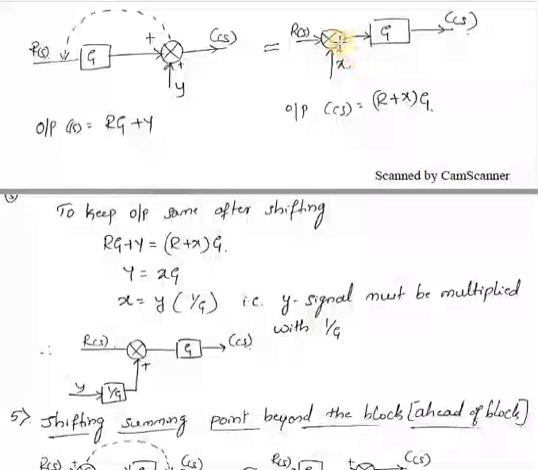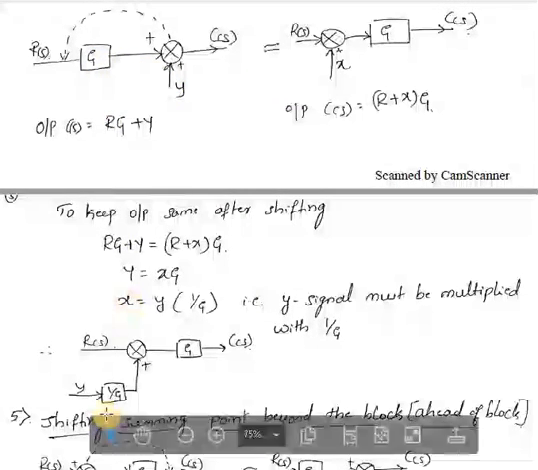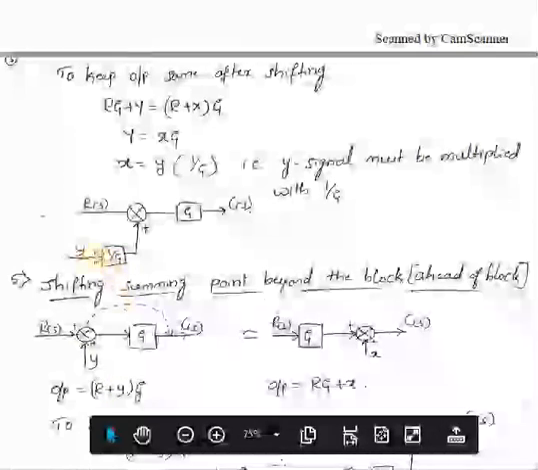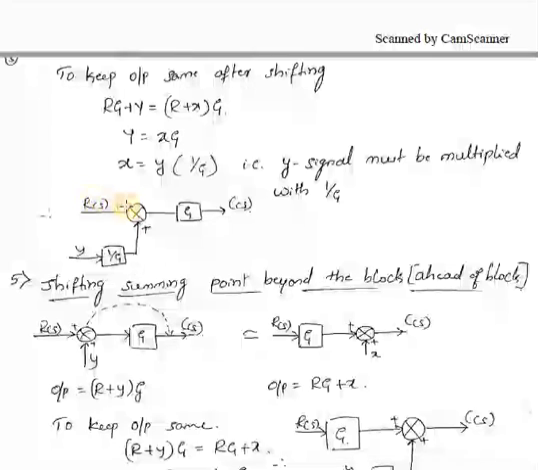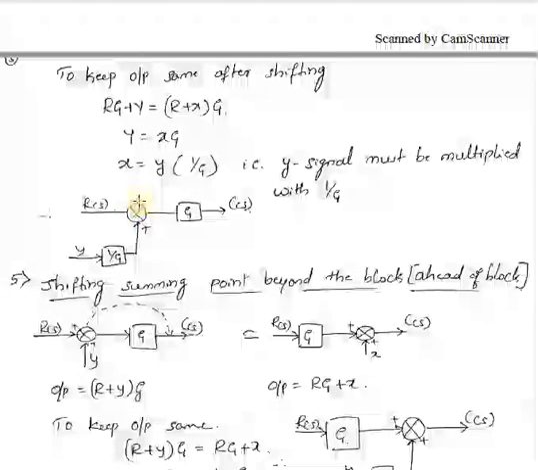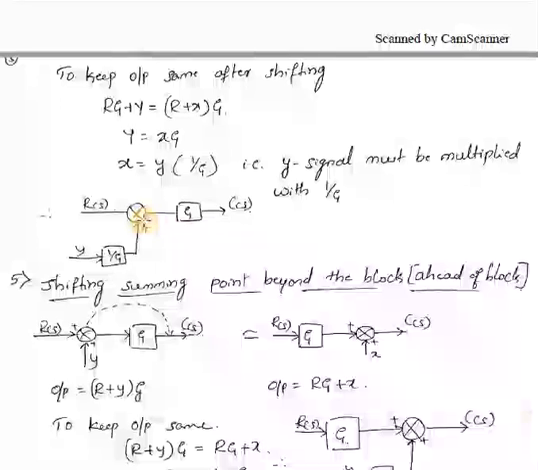So whenever you are shifting a summing point before any block, at that time you need to divide this signal by the transfer function of this block, that is 1 by G. So here it will be Y into 1 by G, Y by G will be there, this will be R, so R plus Y by G will be the input to the block, and it is multiplied with G, so the output will be RG plus Y.